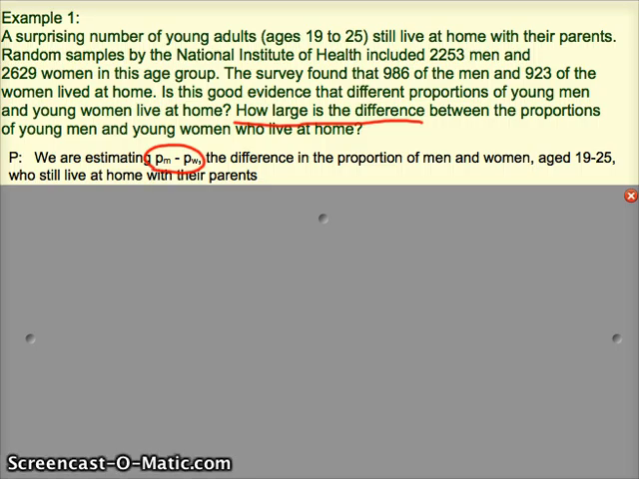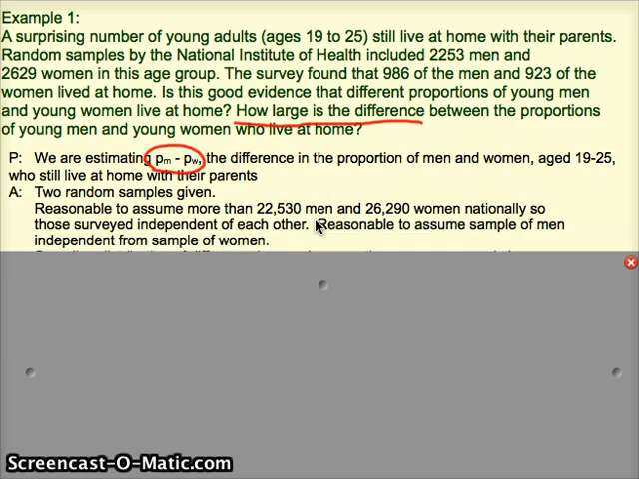So we're estimating p_m minus p_w, the difference in the proportion of men and women age 19 to 25 who still live at home. Remember, the point of this P step is to define the variables, p_m, p_w, define them, not just write them. Define the variables in the populations that you're dealing with.